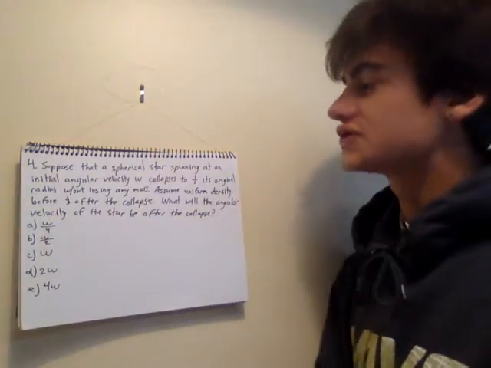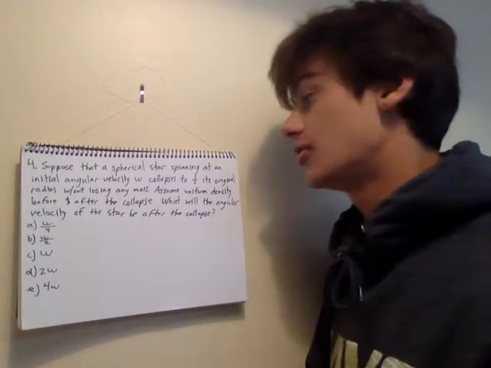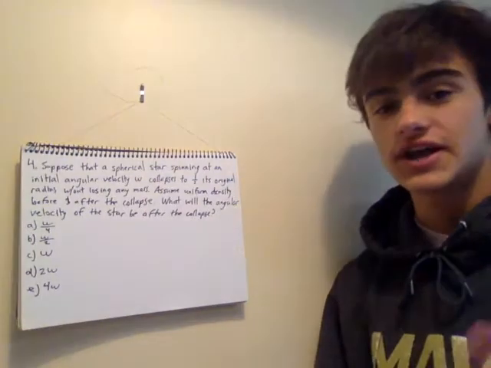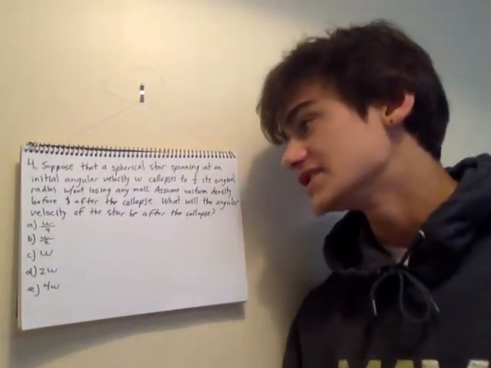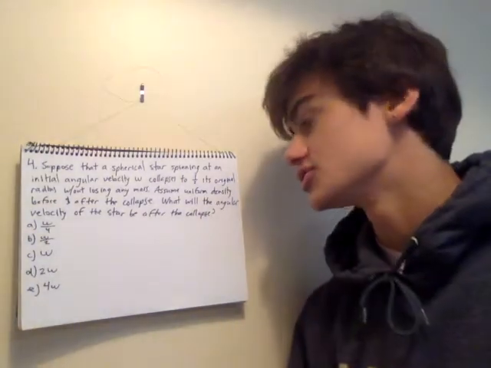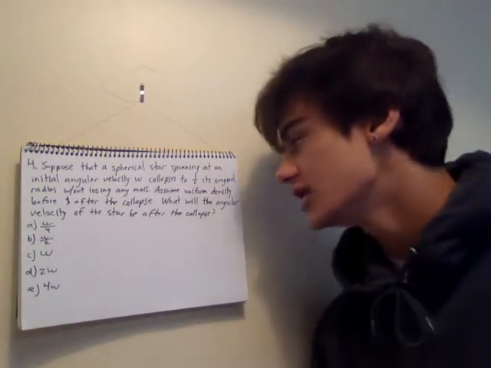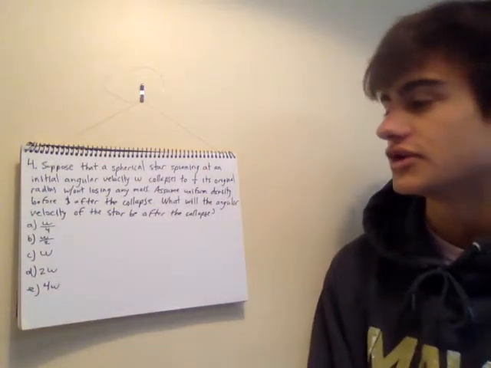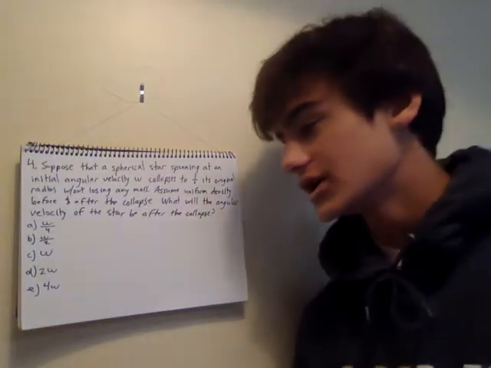Suppose that a spherical star spinning at an initial angular velocity omega collapses to one half of its original radius without losing any of its original mass. We're going to assume uniform density before and after the collapse with regard to the star, of course. What will the angular velocity of the star be after the collapse? Our options are A, omega over 4; B, omega over 2; C, omega; D, 2 omega; and E, 4 omega.